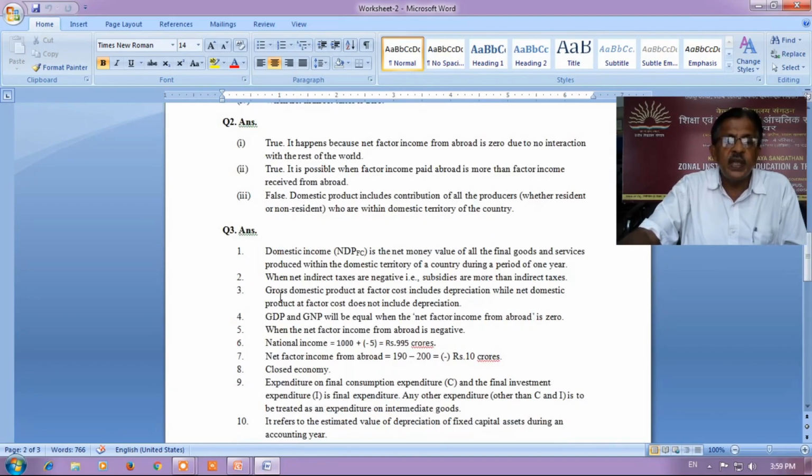So you see, gross domestic product at factor cost includes depreciation, while net domestic product at factor cost does not include depreciation. So gross value includes depreciation and net value does not include depreciation. That is why the gross will be more than the net value.